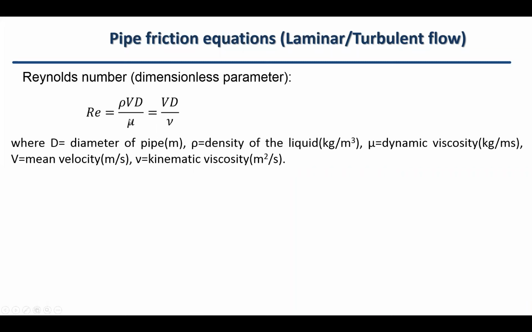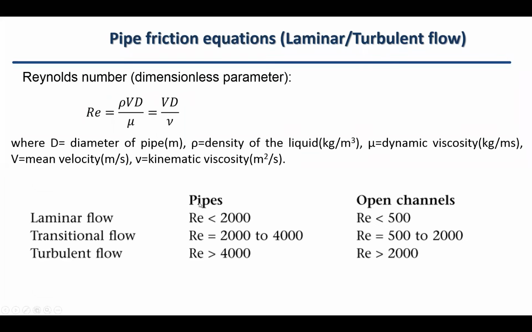So you can calculate the Reynolds number using either the formula with the dynamic viscosity mu or the kinematic viscosity nu. Based on the Reynolds number value, we can determine the flow type. For a pressurized system or pipeline, if it is less than 2000, we can assume the flow is laminar, a low-speed flow. If it is over 4000, we say it is turbulent flow. And between 2000 and 4000, it is a transitional flow.